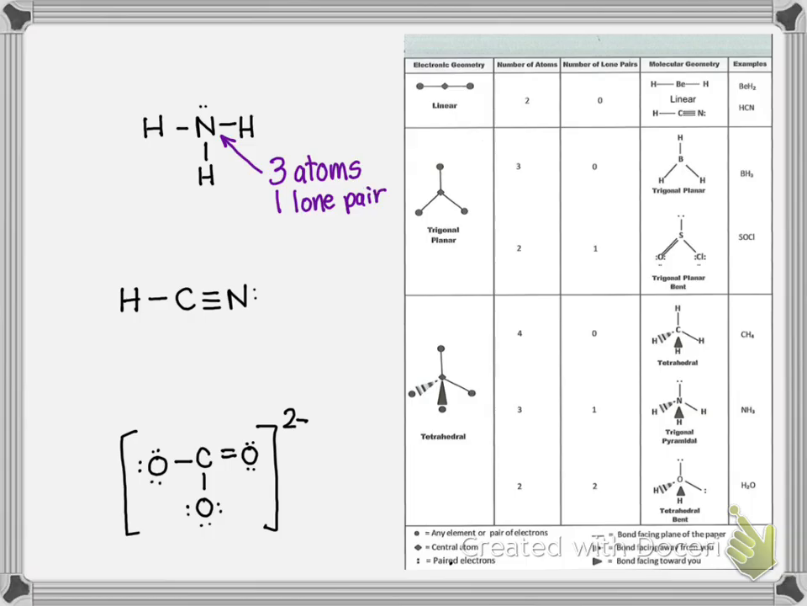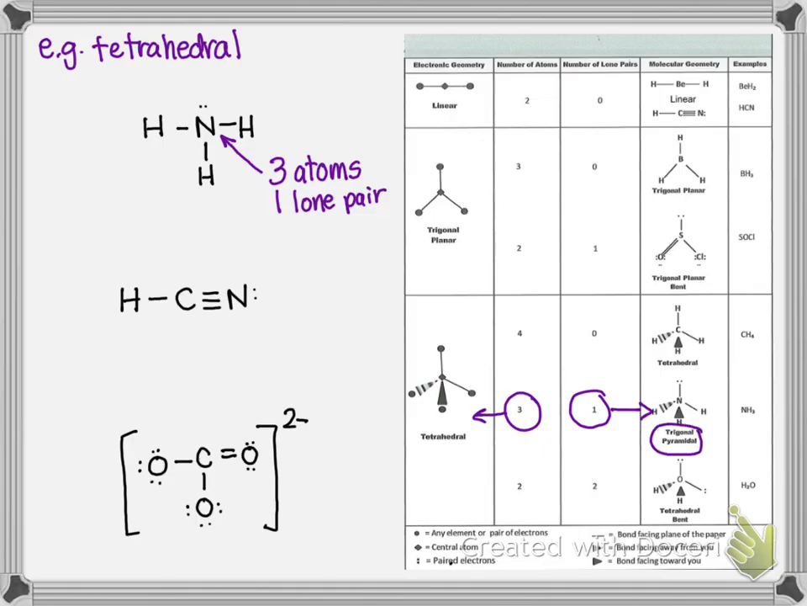So I need a 3 and a 1. So here's my 3 and my 1. So the electronic geometry is tetrahedral. Remember, tetrahedral is anytime there's 4 things around it, whether it's atoms or lone pairs. Tetrahedral is for 4. And then it's trigonal pyramidal.